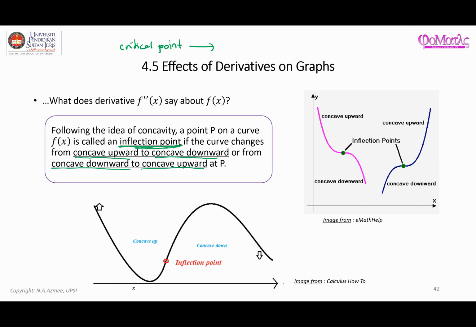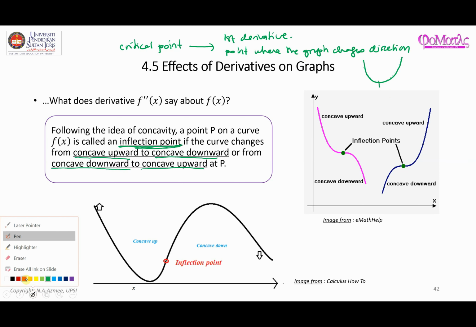A critical point, based on the first derivative, is the point where the graph changes direction. For example, this could be the critical point because the graph changes direction from going this way to going that way. Based on the slope of a tangent line, the tangent line would be like this, going downwards. But after this critical point, the direction changes to going upwards. So this is a positive slope, and this is a negative slope.